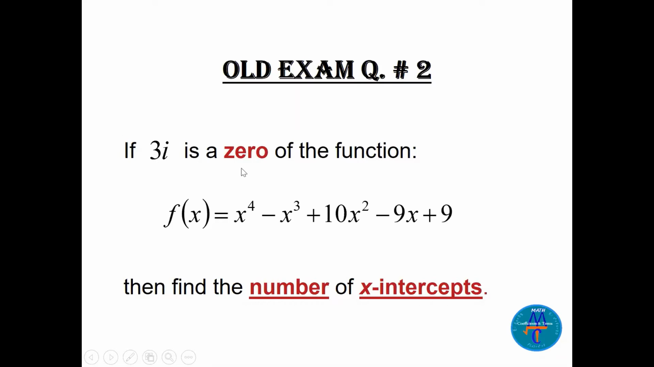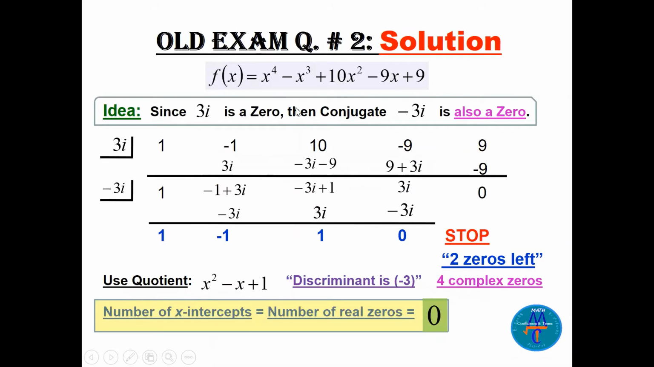So since 3i is a 0, we can conclude directly that the conjugate minus 3i is also a 0, only if we have real coefficients. So I put here the coefficients for synthetic division, 1, minus 1, 10, minus 9, 9. I divide by 3i, I know 3i is a 0. Bring the 1 down, multiply by 3i, add, multiply by 3i until you get 0. Then I divide by the conjugate minus 3i. Also, I get the remainder 0.